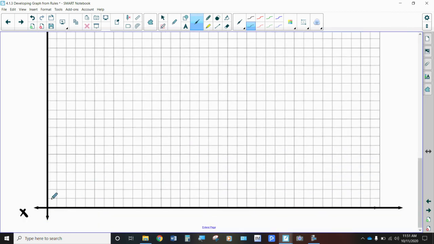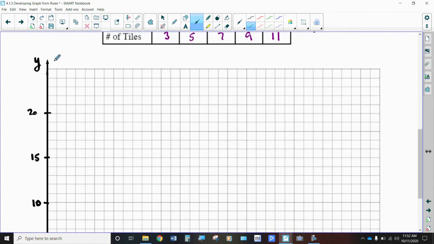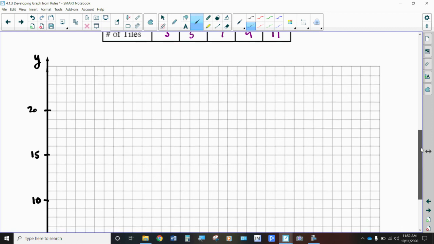So what do we count by here? 1, 2, 3, 4. I think we'll just count by ones. So this will be 5, 6, 7, 8, 9, 10, 11, 12, 13, 14, 15, 16, 17, 18, 19, and the next one would be 20. And that's enough, right? We don't need any more than that. We could go up to 25 if we needed to, but I'm not going to label that. And what do we count by here?